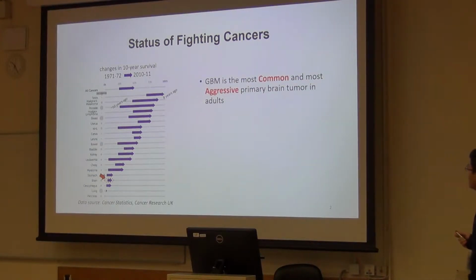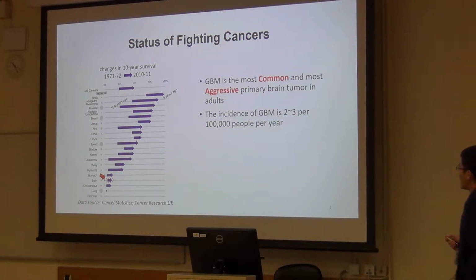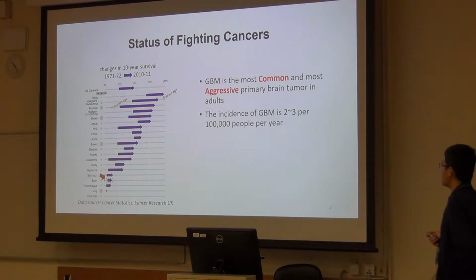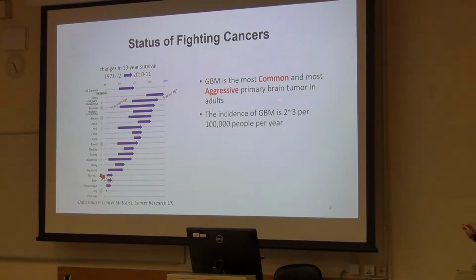One of the most aggressive types of brain cancer is named GBM, also named glioblastoma. It's a very aggressive type of brain tumor. It's the most common and aggressive tumor in adults. The incidence of this tumor actually is not quite high. Every year, around 2 to 3 people per 100,000 will be diagnosed with GBM. So if you do the math calculation, in Hong Kong there will be 100 to 200 GBM cases per year.